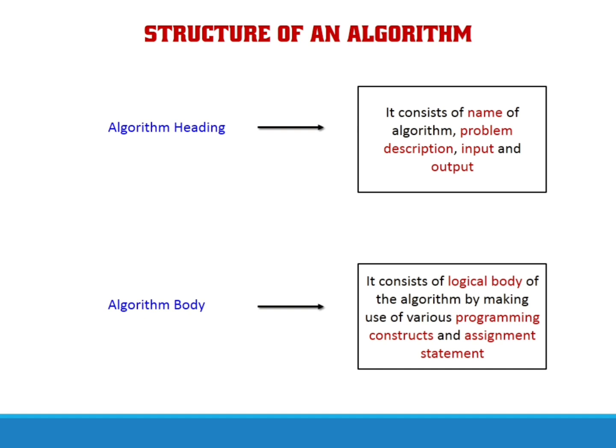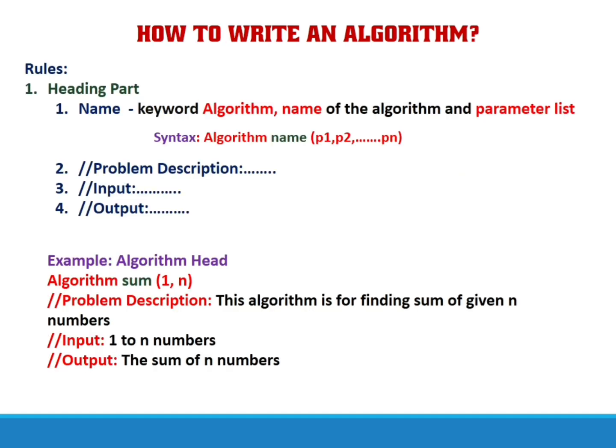And the next one is the algorithm body section, which includes the logical body of the algorithm. We can make use of some programming constructs and assignment statements in this part. Now let's see how to write those two sections in detail and what the rules to be followed are. Okay, let's see the heading part.